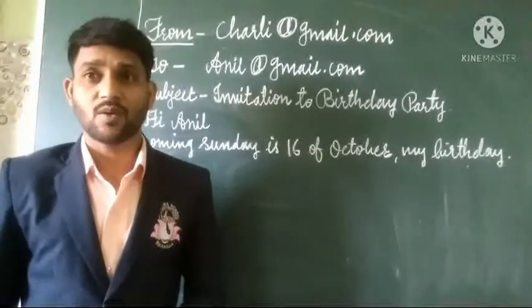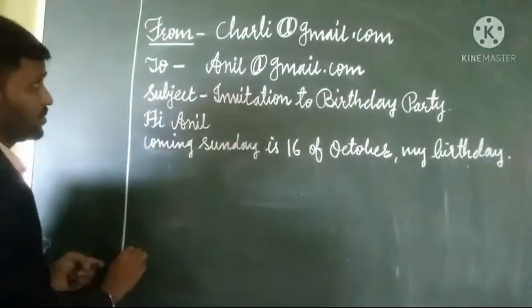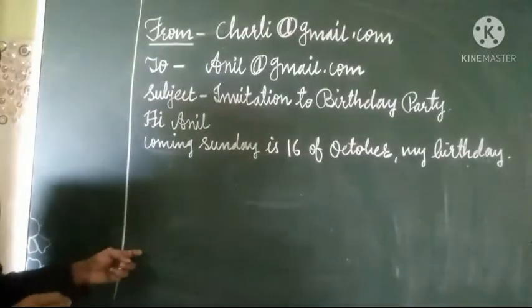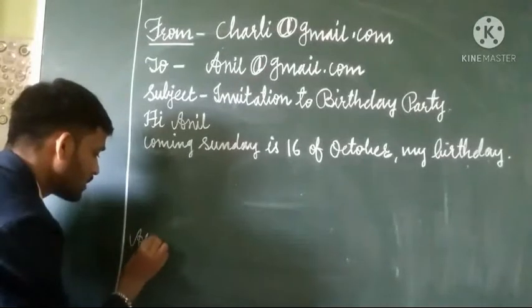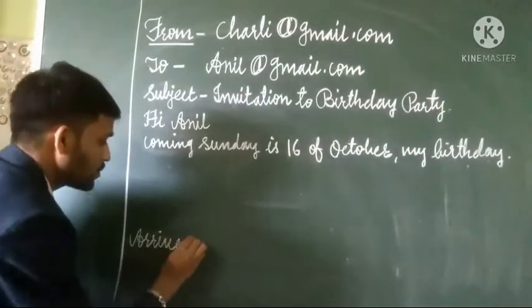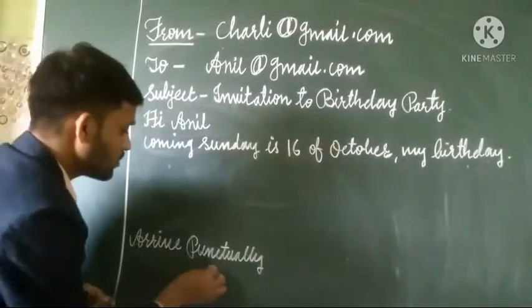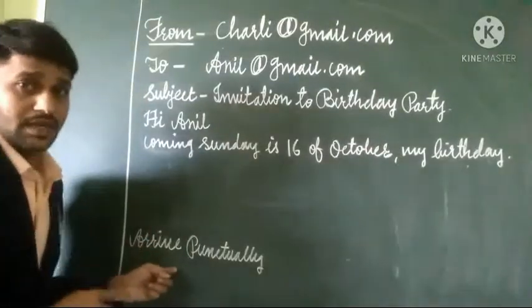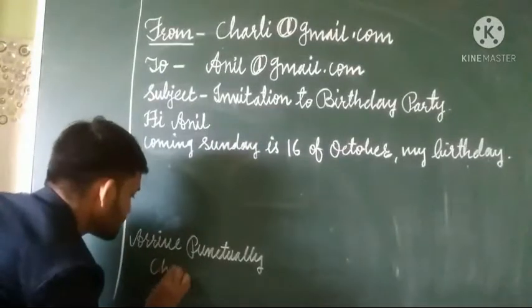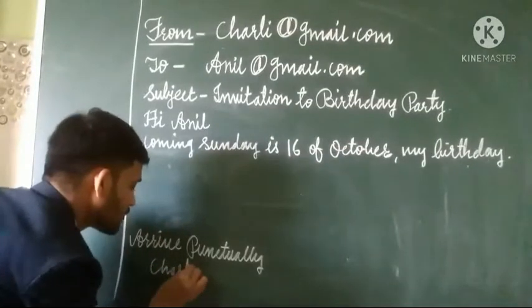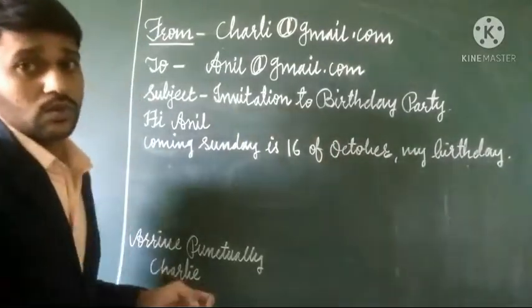And of course, at last, will come the signature as Charlie. That means you close your email with something like: arrive punctually. Then, downside, what will come? It will come Charlie. Hope you have understood how to write an email.